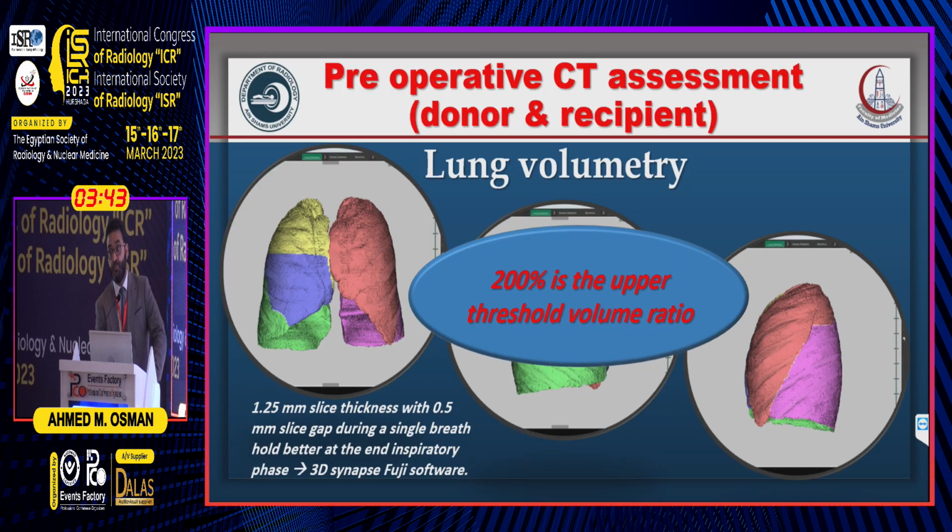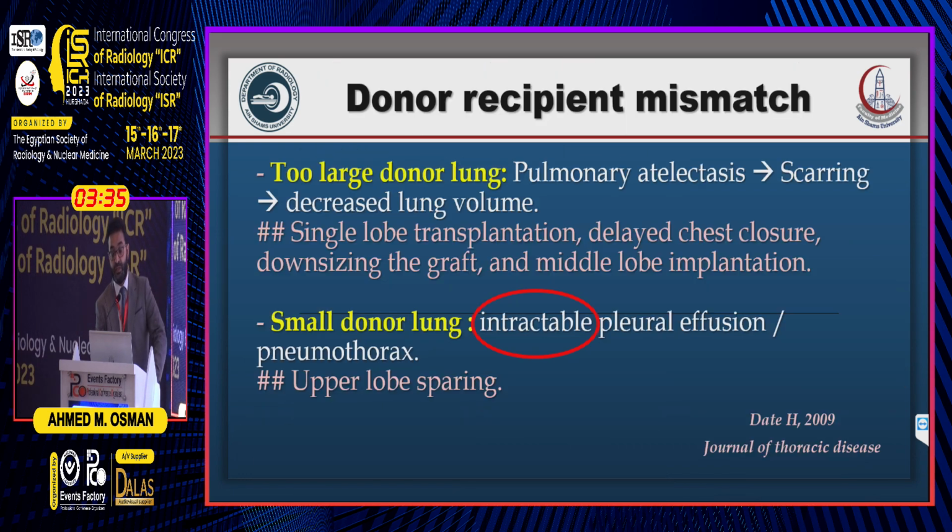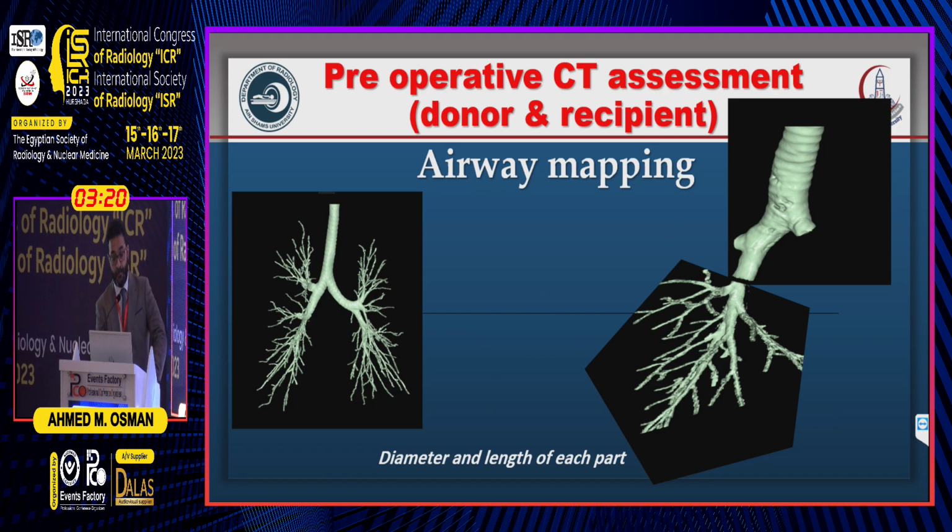We can accept up to 200% upper threshold volume mismatch, and a minimum threshold of only 60 to 70%. Why? Because a too large donor lung will lead to pulmonary atelectasis and scarring of the donor lung, and a small donor lung will lead to intractable pleural effusion and pneumothorax.